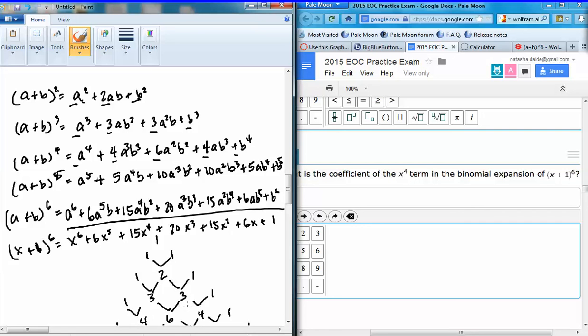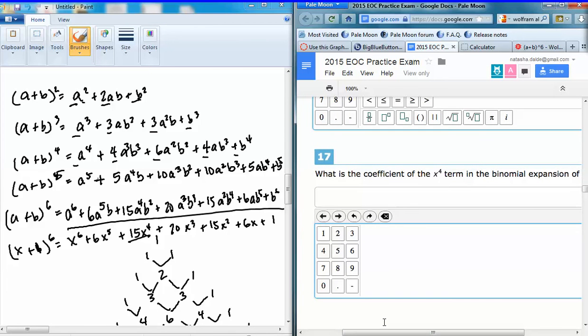Now, what is the number in front of the x to the fourth power? 15. Exactly. So what's my answer here? 15. That's it. How would you do this any other way? There is an equation, and you know what? I'm not going to teach you that equation because I think that would confuse you more. So I'm just going to leave it like that.